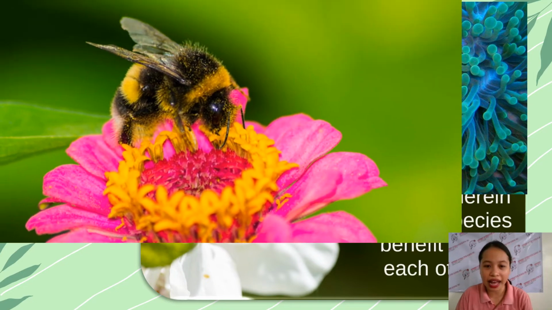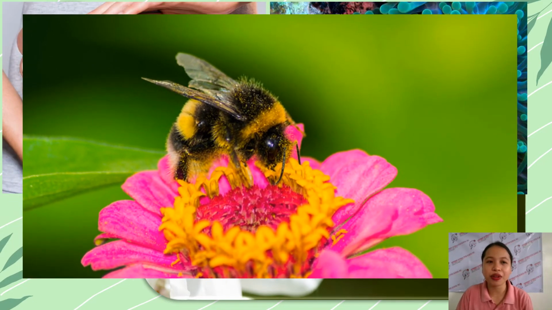Another example, we have the very common example, the flower and the bees. Bees and flowers have a mutualistic relationship as well. Bees get the nectar they need to make honey by traveling between flowers. The bee brings pollen from one plant to another, resulting in pollination. So the bee is benefiting by getting the food, while the plants benefit also from being pollinated. So that is the mutualism.